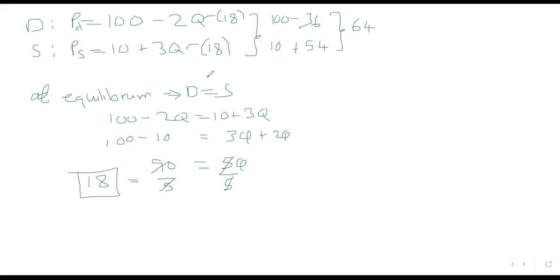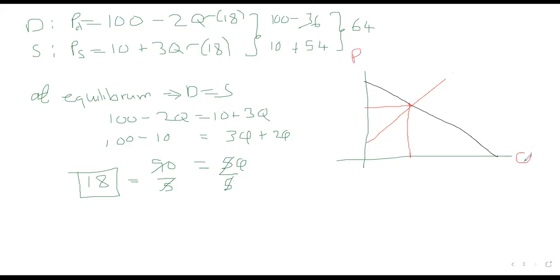All right. So we know at equilibrium, what happens? Demand and supply meet. Demand is downsloping. How about supply? Is upsloping. The point where they meet is called what? Equilibrium. So price is always here and quantity is always there. So we found our equilibrium price as what? 54. Our equilibrium quantity we found here as what? 18.